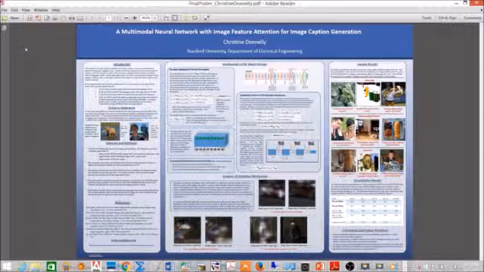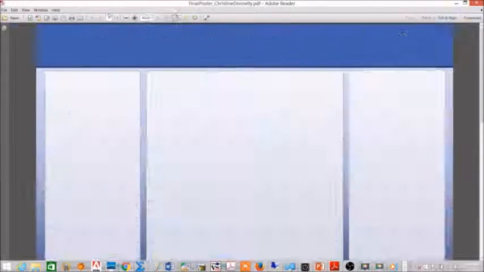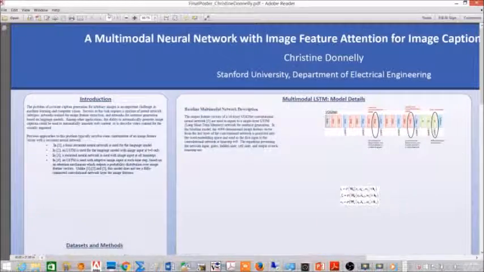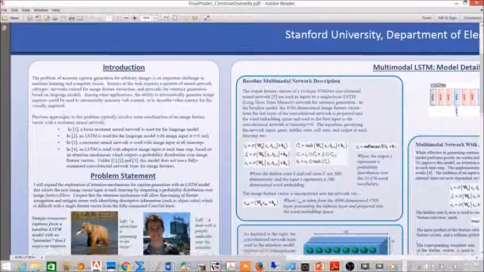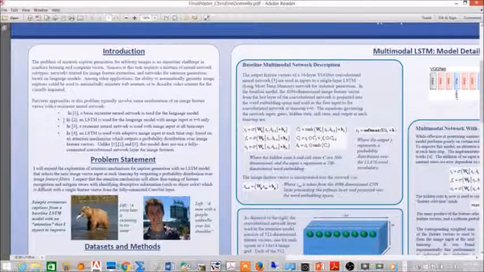Hi, my name is Christine Donnelly, and I'm going to present my final project for CS224D at Stanford University entitled A Multimodal Neural Network with Image Feature Attention for Image Caption Generation. I'm going to do a brief video walkthrough of my poster, starting with the introduction and problem statement.